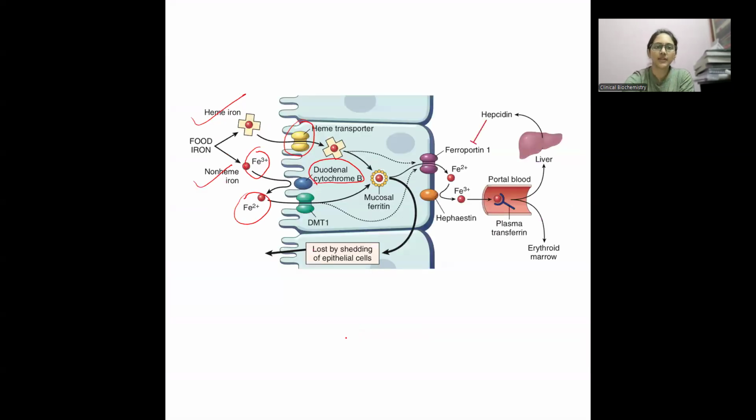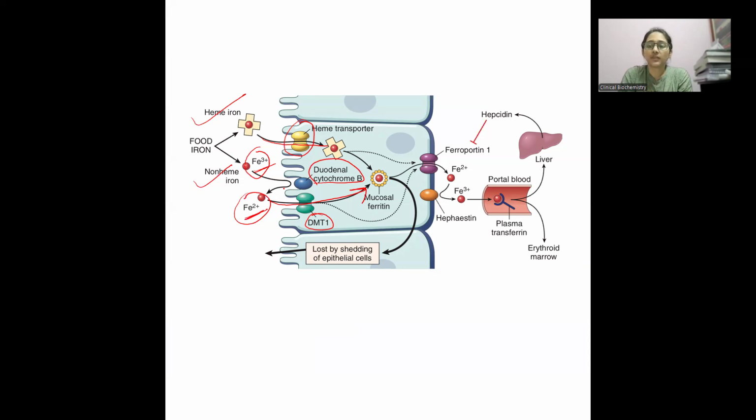So as you can see in this picture, the food iron has heme iron and non-heme iron. Heme iron is directly taken inside the intestinal cell via the heme transporter, whereas non-heme iron, the ferric part, is converted to the ferrous part, and the ferrous iron is taken inside the intestinal cell via the divalent metal transporter 1, which is present along the apical membrane of your intestinal cell. The conversion of ferric to ferrous is done by the duodenal cytochrome B.